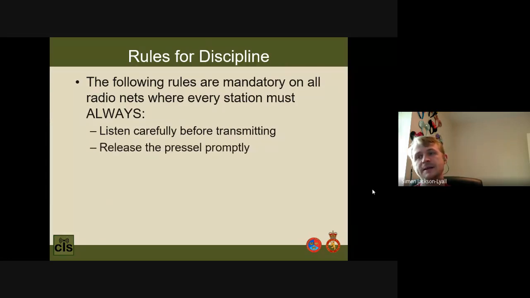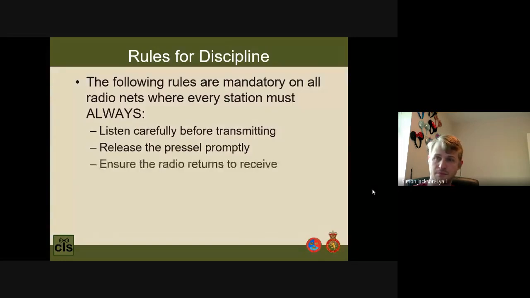Release the pressel promptly. If you don't release the pressel, which is the button that you use to transmit with, the push to talk, some people call it, then you'll keep transmitting. And if you're still transmitting, then you're going to have problems, because no one else can transmit whilst you're transmitting. Which also includes the same thing, which is ensure the radio returns to receive. If you're still transmitting, no one else can talk, and therefore the net's completely unable to operate.